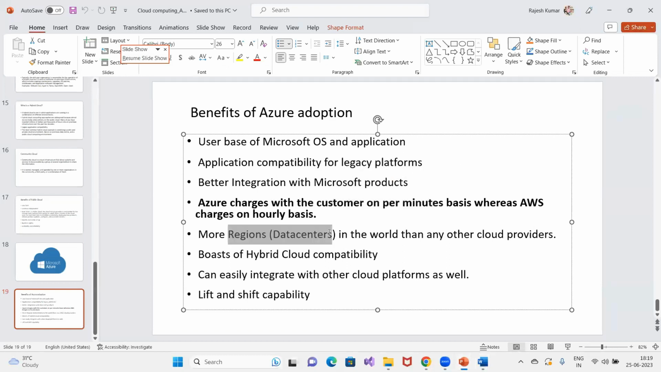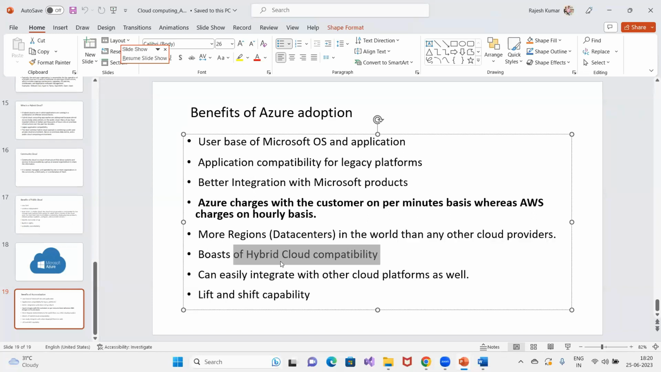Azure has more data centers in the entire world. You can Google it and you can see that Azure has the largest data center footprint in the world of any other cloud provider. Although it is second in the market, AWS still could not compete in terms of region availability. Azure has the largest number of regions in the market. It has around 130 plus regions, whereas AWS only has 75 plus.